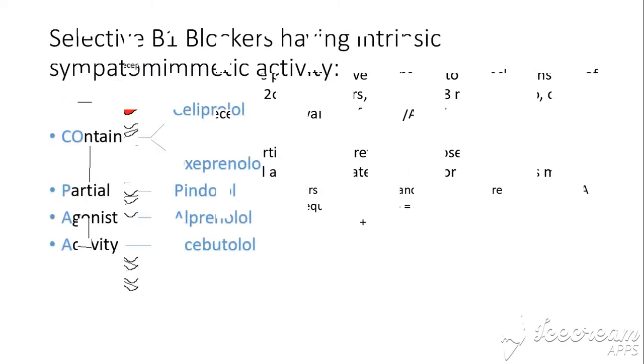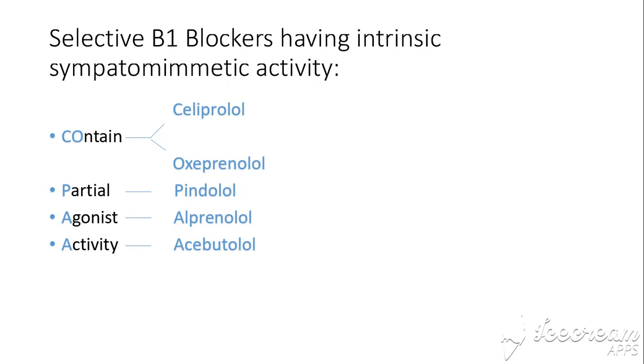Here are the drugs which are beta 1 blockers having intrinsic sympathomimetic activity. Examples are celiprolol, oxprenolol, pindolol, alprenolol, and acebutolol. We can remember them by the mnemonic given here.